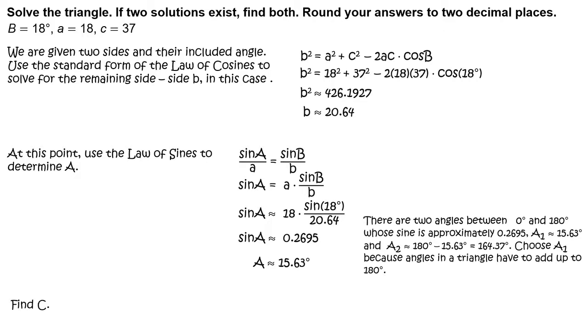Now you're ready to find C. Write C equals 180 degrees minus A minus B. Next, substitute 15.63 degrees for A and 18 degrees for B to get 180 degrees minus 15.63 degrees minus 18 degrees. Evaluate to get C approximately equals 146.37 degrees.